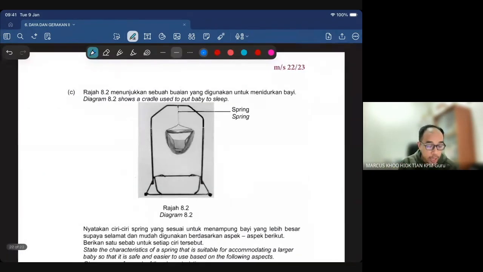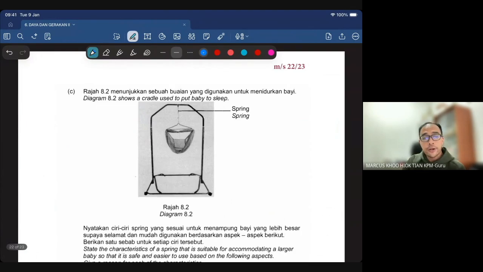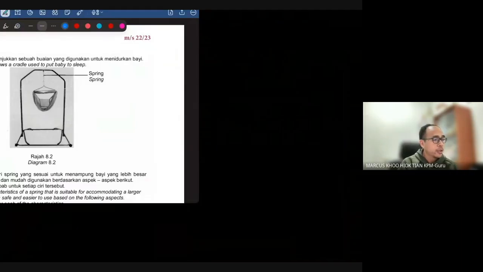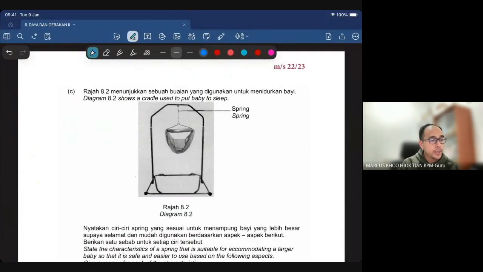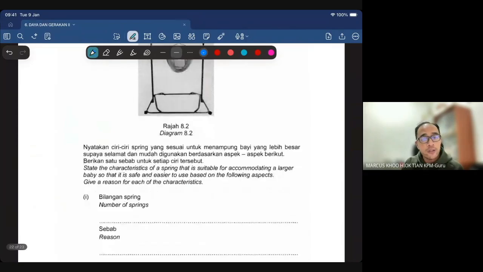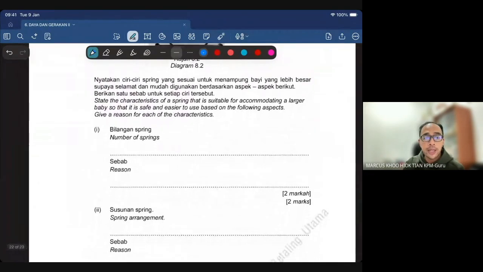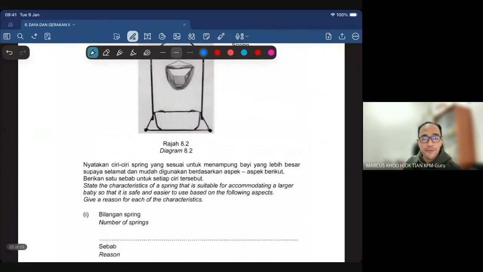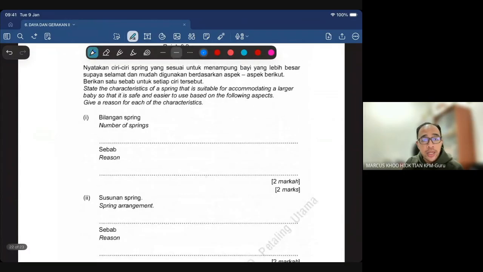Okay, C. Diagram 8.2 shows a cradle used to put a baby to sleep, which is kind of what I need now. State the characteristics of the spring that is suitable for accommodating a larger baby, so that it is safe and easier, based on the following aspects.